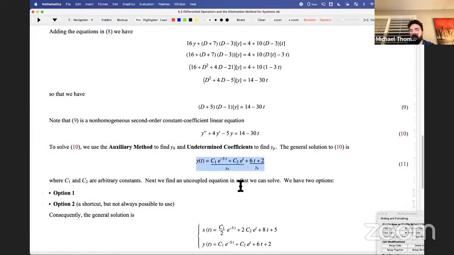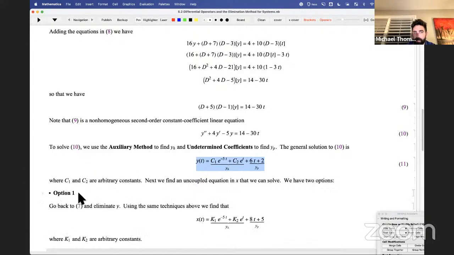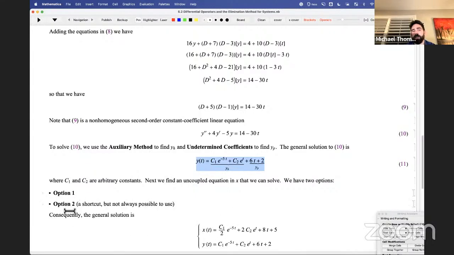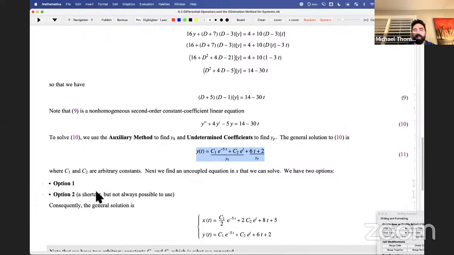So what we want to do now is basically find an uncoupled equation in X that we can solve. And there are two options for doing this. The first one works 100% of the time, but it takes longer. The second option is a shortcut, but it doesn't always work. So we're going to go through the long way first, and then hopefully you'll appreciate the shortcut after that. It does work for this particular problem. So let's do the long way first.